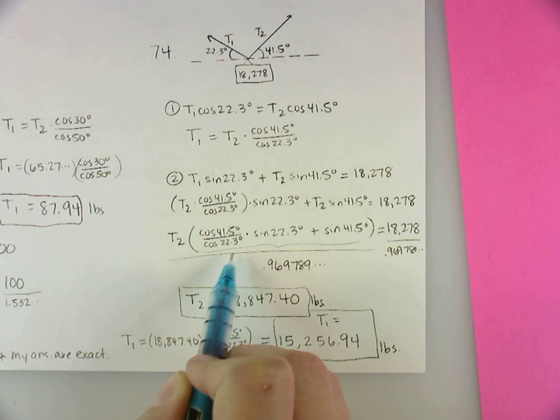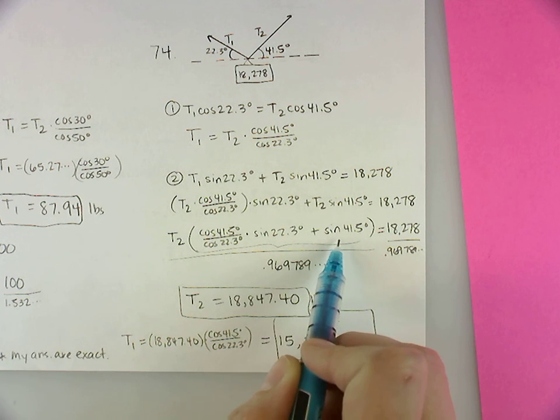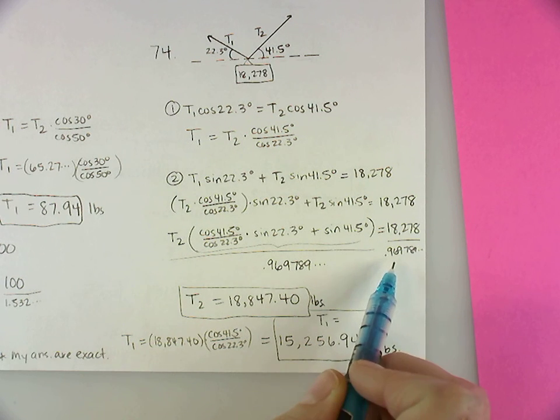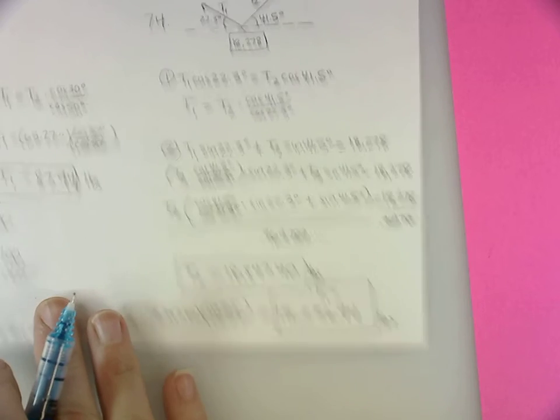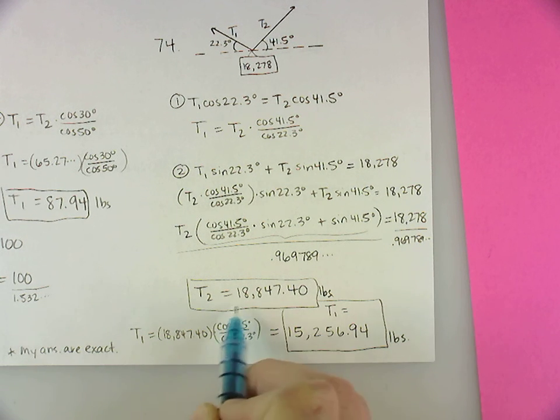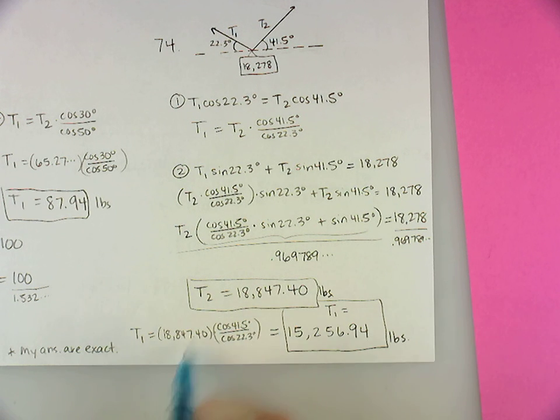So then I do the cosine of 41.5 degrees divided by the cosine of 22.3, then multiply by the sine of 22.3, then add the sine of 41.5, and then I divide by that answer, so I don't round it yet. I do round my answer for the tension, but when I plug it back in to find T sub 1, I leave that whole answer in there. So for T sub 2, I got 18,847.40 pounds. And then when I plug that value into the T sub 1 formula, I get 15,256.94 pounds.